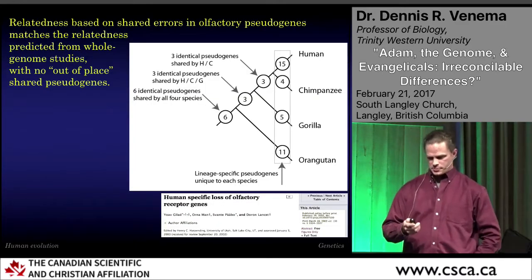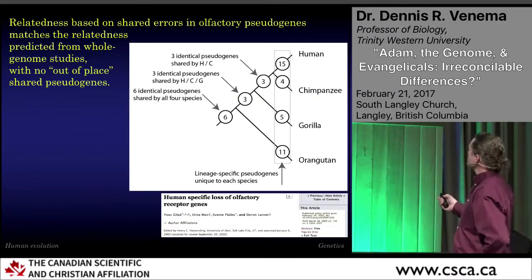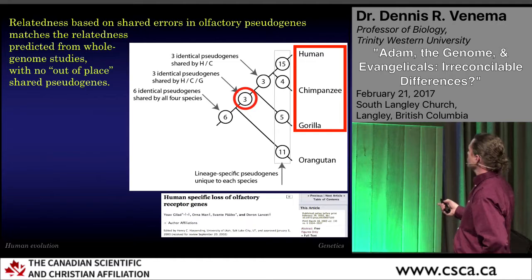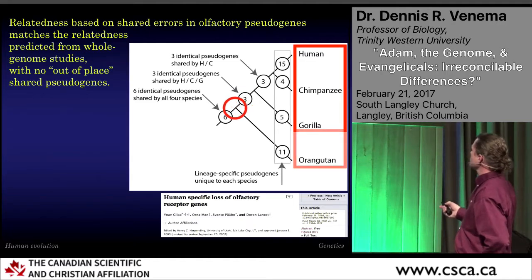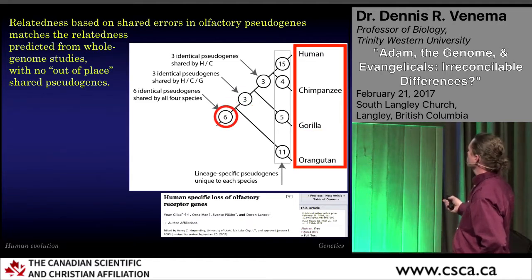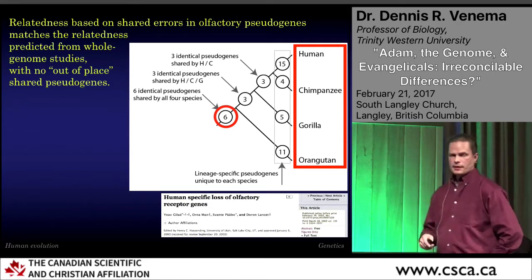If you take the data set from this particular paper, this is what you see. We see some mutations that are unique to a specific lineage. So here's 15 that are unique to humans. Here are 3 that are identical between humans and chimps only. Here's another 3 that are identical between humans, chimps, and gorillas. Here's another 6 that are identical between humans, chimps, gorillas, and orangutans.